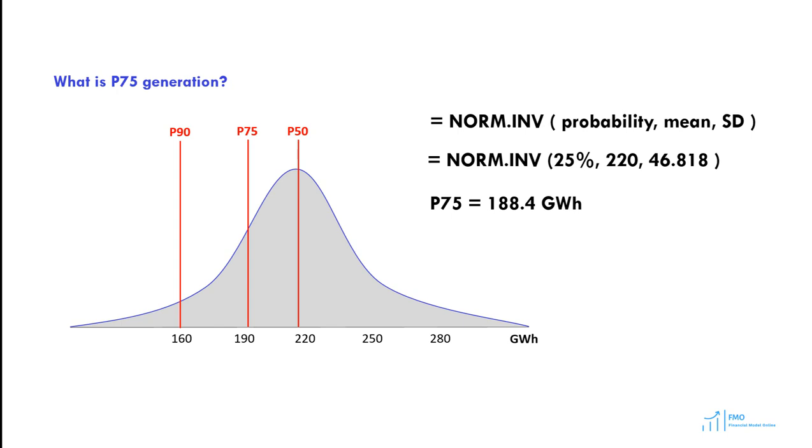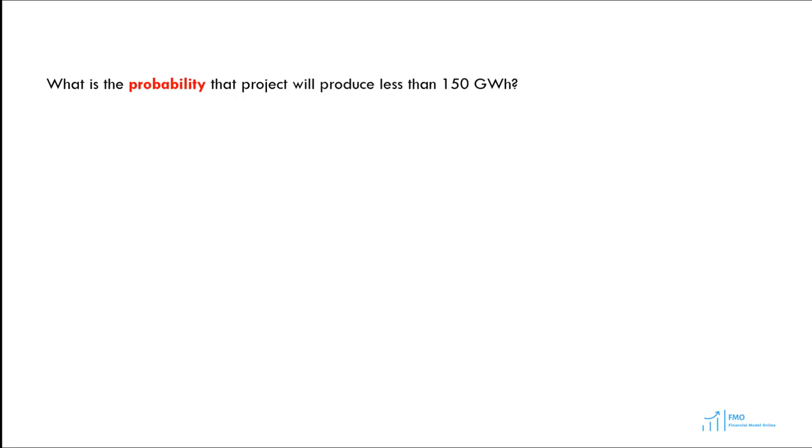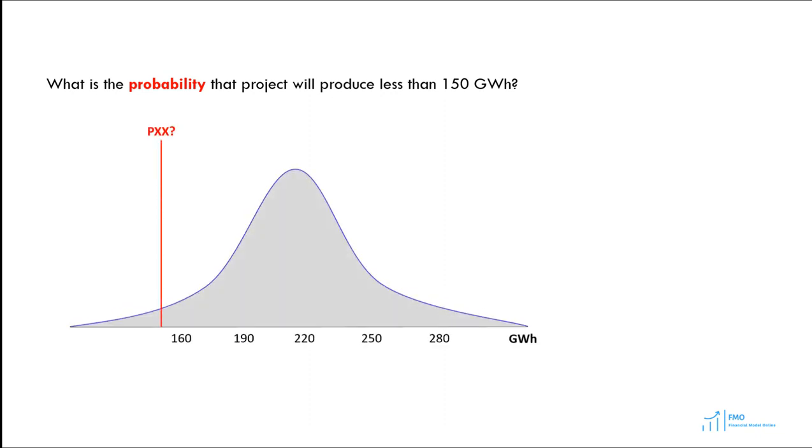We often have to calculate p-values in this way because independent engineering reports and wind studies do not include standard deviation numbers. Often, we may need to find a probability that the renewable energy project will generate less than a certain energy production level. For example, we may ask the question, what is the probability that the project will produce less than 150 gigawatt hours in any given year? To answer that question, we'll have to use the Excel function norm.dist. The function requires 3 arguments: gigawatt hours, mean, and standard deviation.